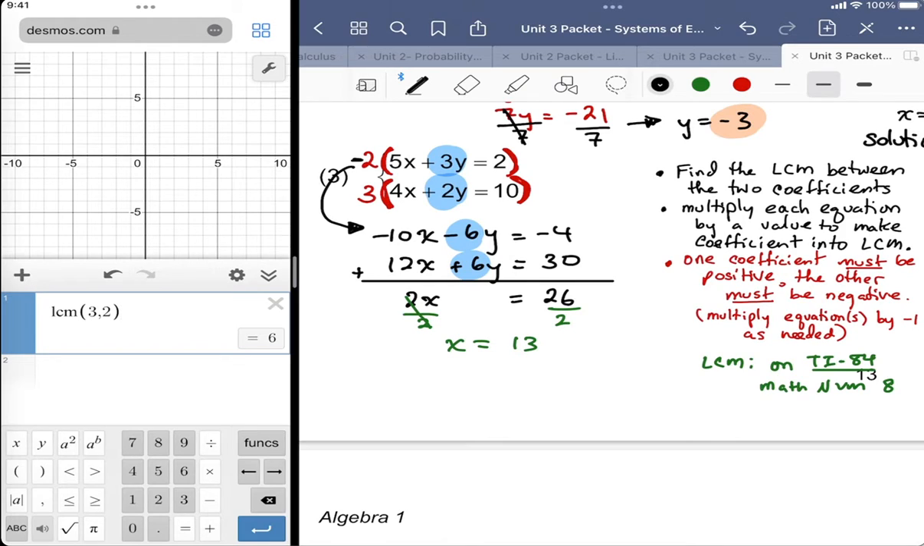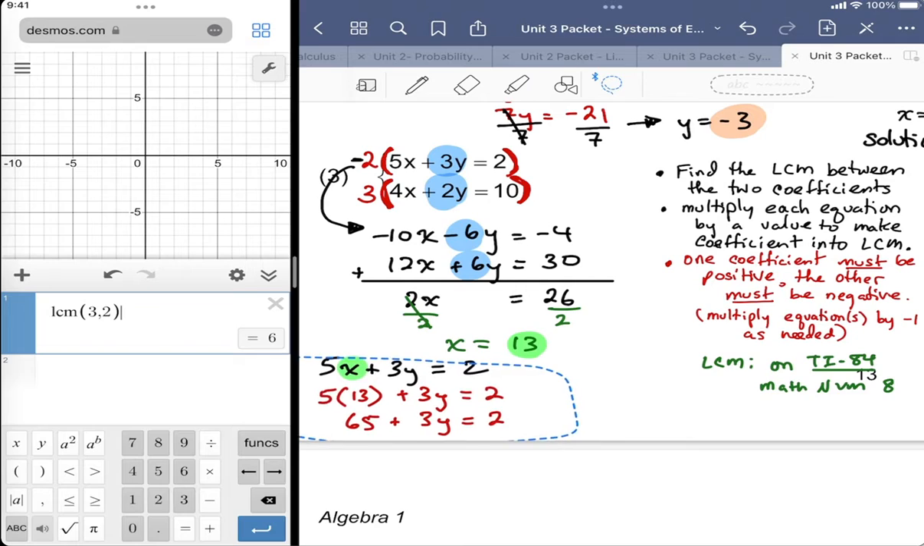And then just like the substitution method, we snag one of the two original equations. Doesn't matter which one. I tend to default to the first one unless the second one looks substantially easier. I mean, they both look pretty hideous. So I'll take the first one again. So 5x plus 3y is equal to 2. I'm going to replace the x with a 13. So 5 times 13 plus 3y is equal to 2. So 65 plus 3y is equal to 2. I mean, this is some pretty crazy numbers, but still not too bad.